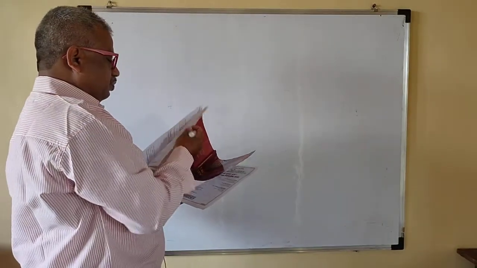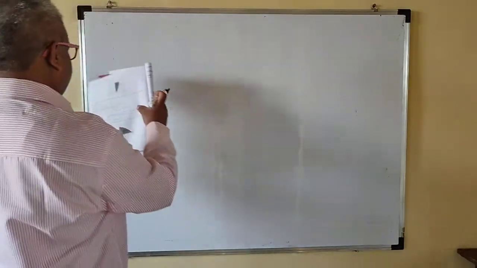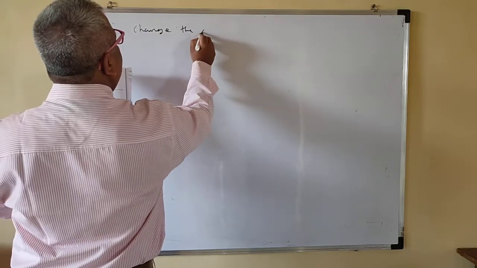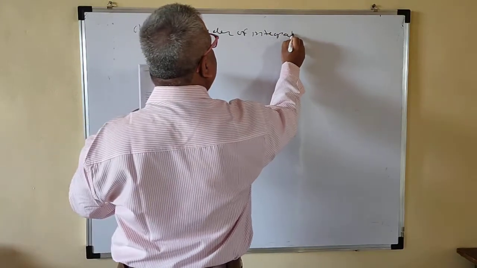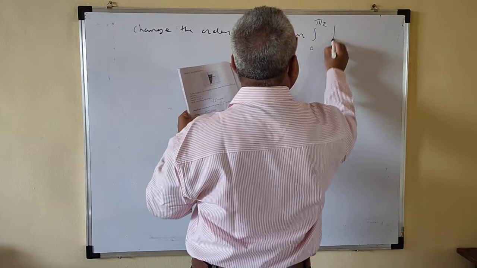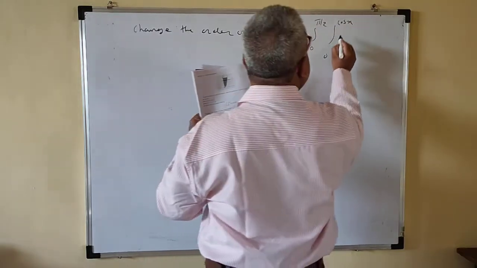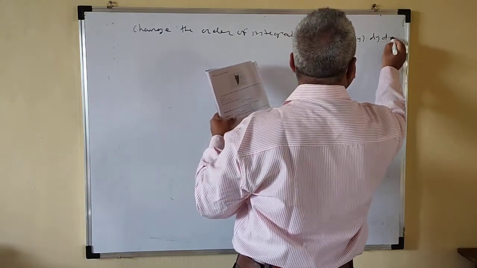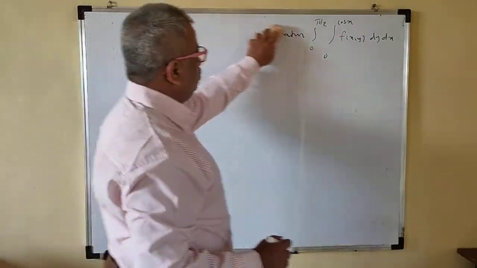Change the order of integration. The integral from 0 to pi by 2, 0 to cos x, f of xy dy dx. Okay. Solution. Let I be equal to this.